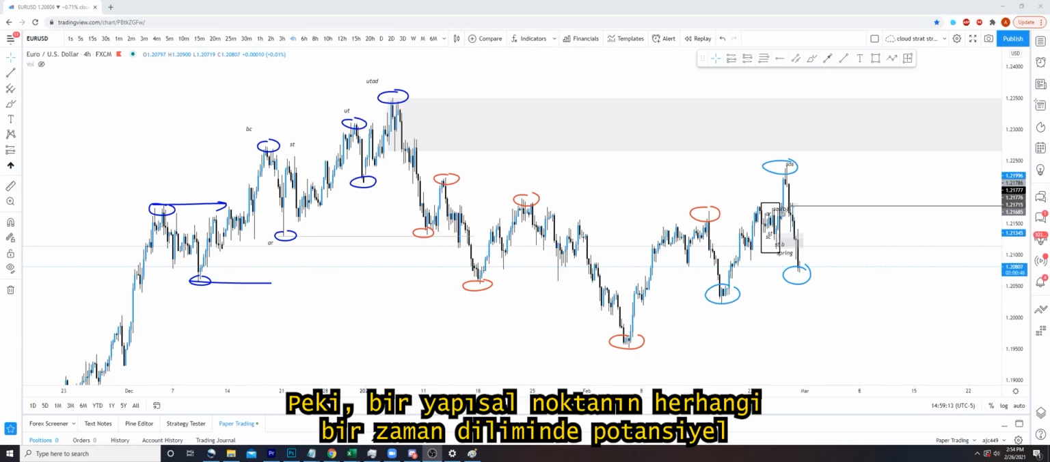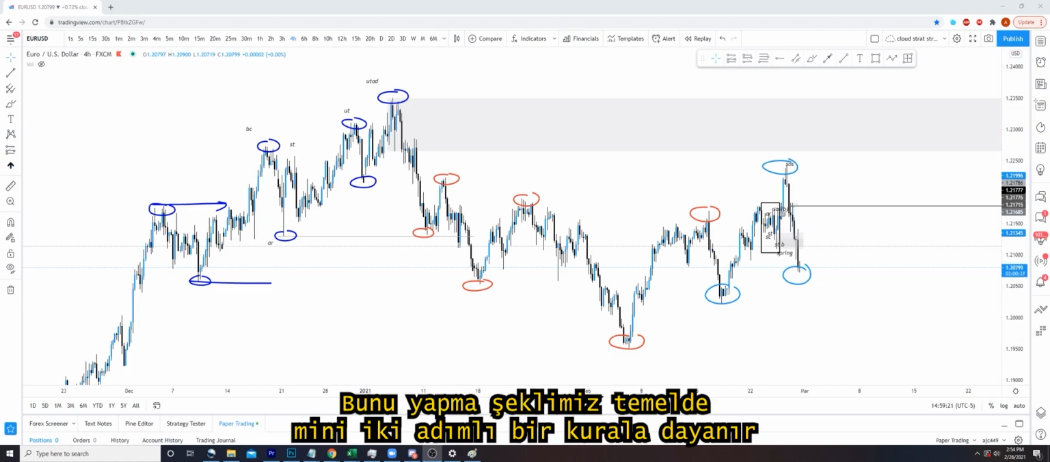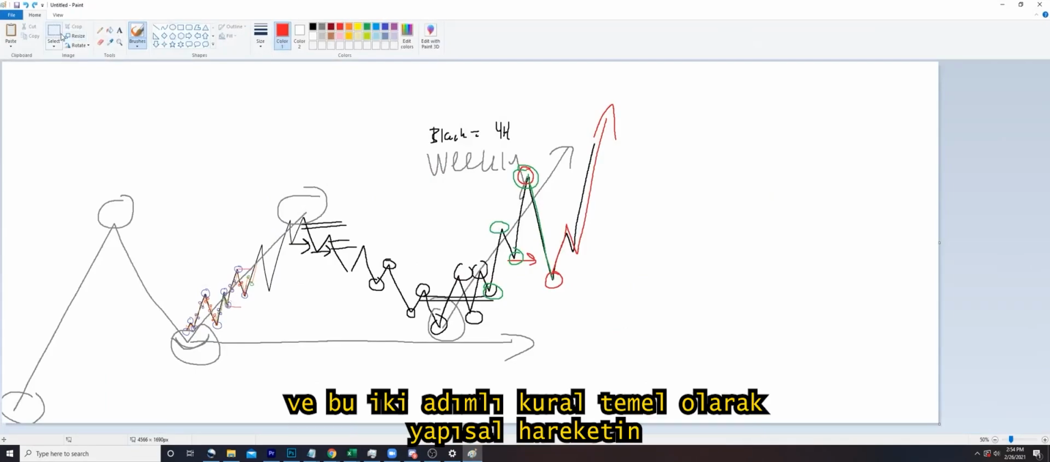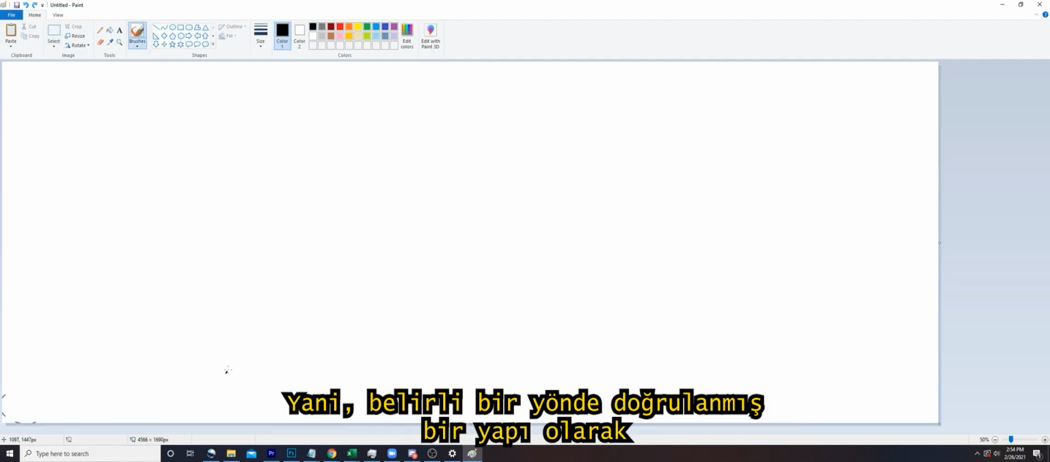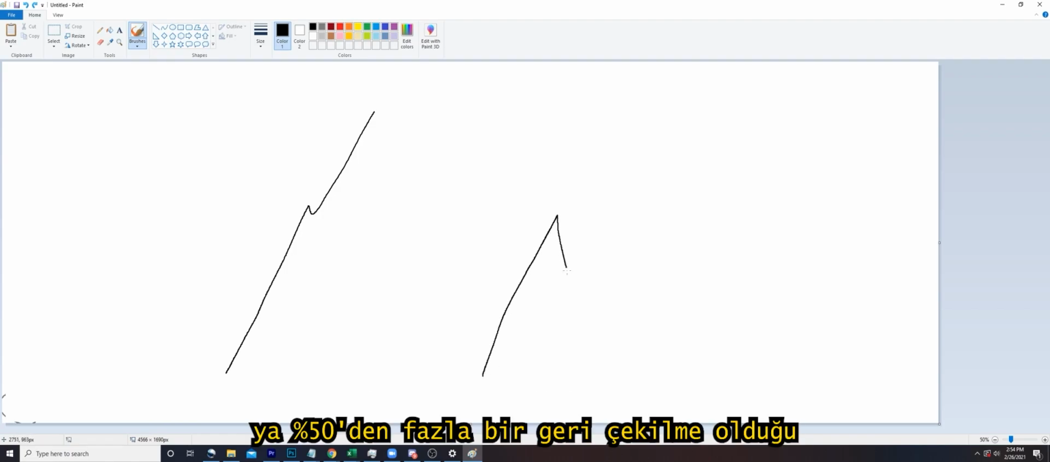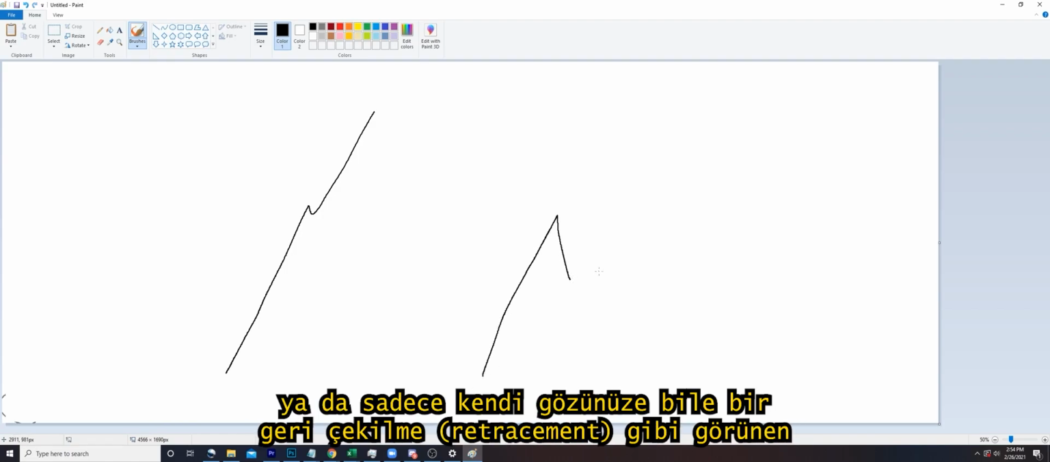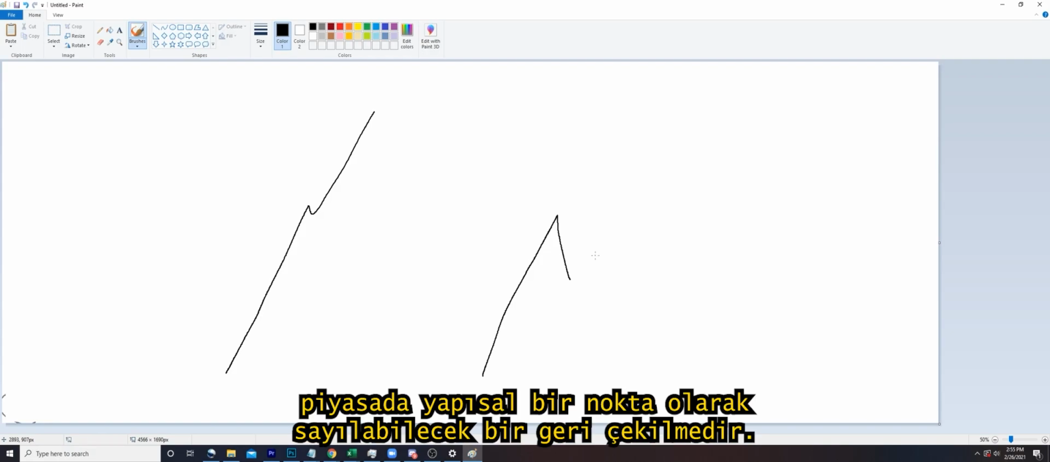Now, how do we read whether a structural point can count as a potential structural point on any given time frame? The way we do that is based on pretty much a mini two-step rule. And that two-step rule is basically recognizing that the structural move isn't a guaranteed continuation, right? So if there's a move of this sort, that does not qualify as a validated structure in a given direction. However, a move that has a retracement, which I guess you could argue is either more than a 50% retracement or just one that looks like a retracement to even your own eye, is a retracement that can be counted as a structural point in the market.